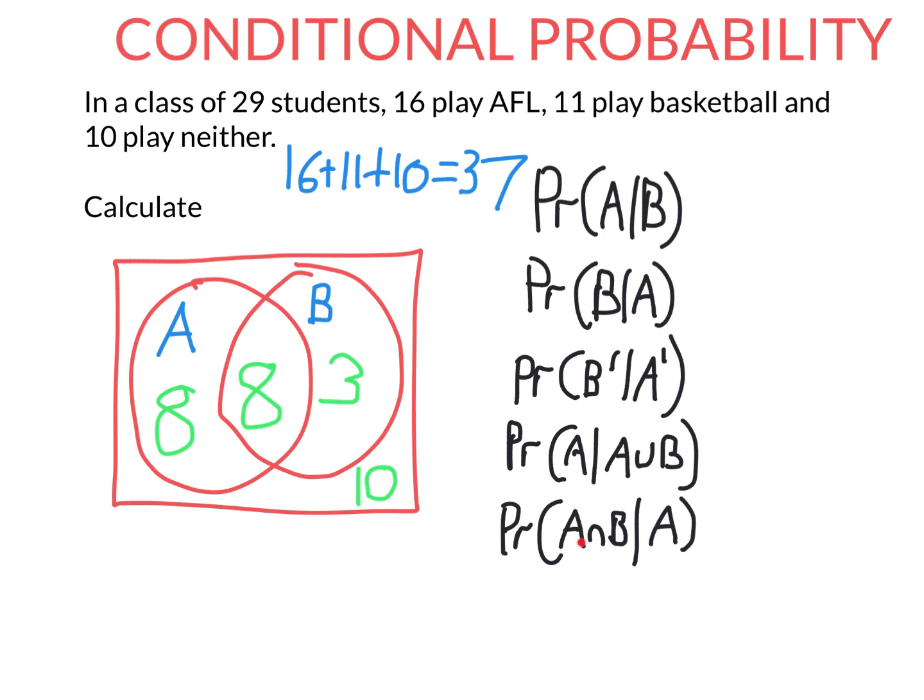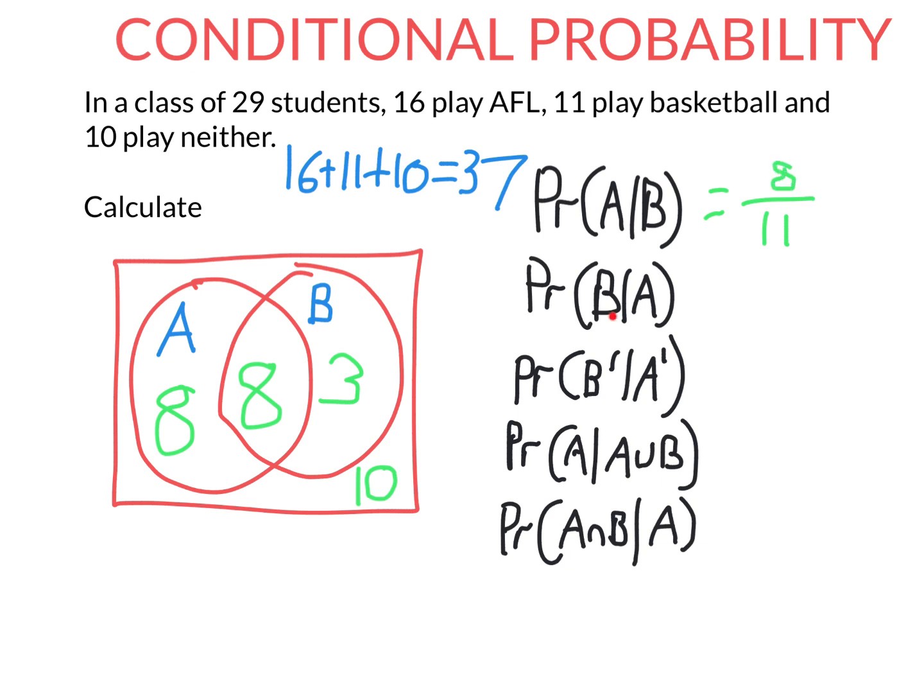So let's calculate each of these probabilities. Now this symbol here is read as given. So you read this as the probability of A given B. In this case, we're saying the probability someone plays AFL given that they play basketball. So we know that they're a basketball player. We know that they're in this circle. So there are 11 people to choose from. And of those 11 people, 8 of them play AFL.